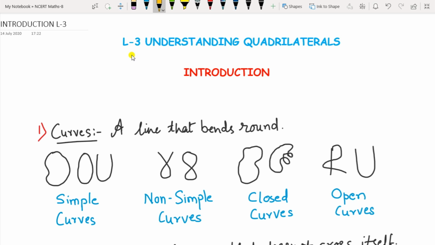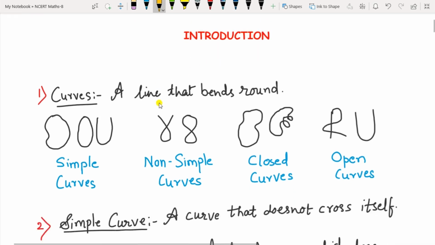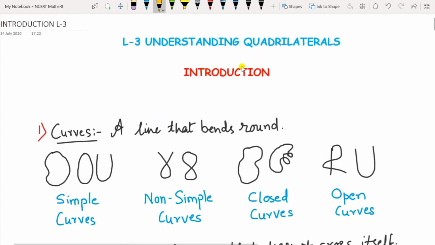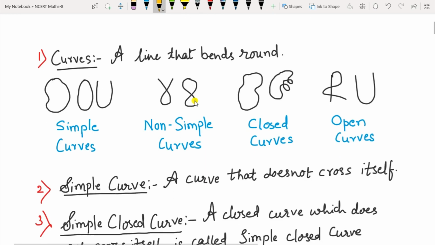Today we are going to see the introduction of lesson 3, that is understanding quadrilaterals. So in this lesson we are going to study about the quadrilaterals, their properties and the types of quadrilaterals. Before that, first we have to see some of the terms.